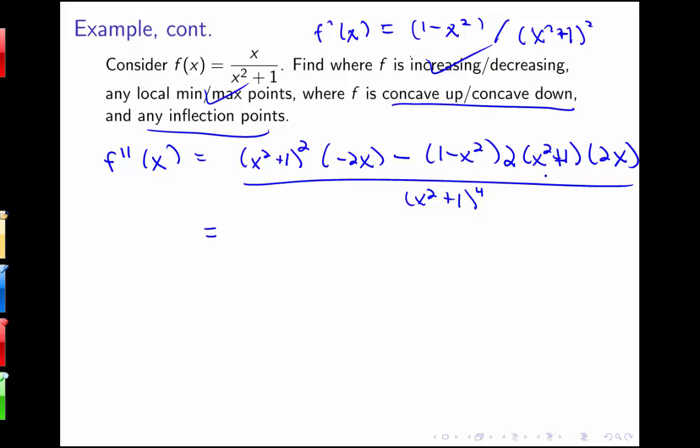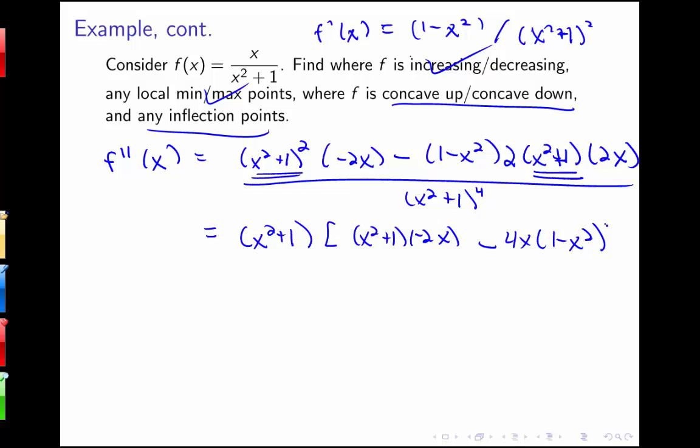But I also notice that I have x squared plus 1 here, and I have an x squared plus 1 squared here. So I can factor out an x squared plus 1. So I have x squared plus 1 times x squared plus 1 times negative 2x minus, well, this is a 4x times 1 minus x squared, all over x squared plus 1 to the 4th. Okay, so taking out that x squared plus 1 out of each of those left me 1x squared here and no more x squared plus 1's here. So these cancel, so I've got something over a third power in the denominator.